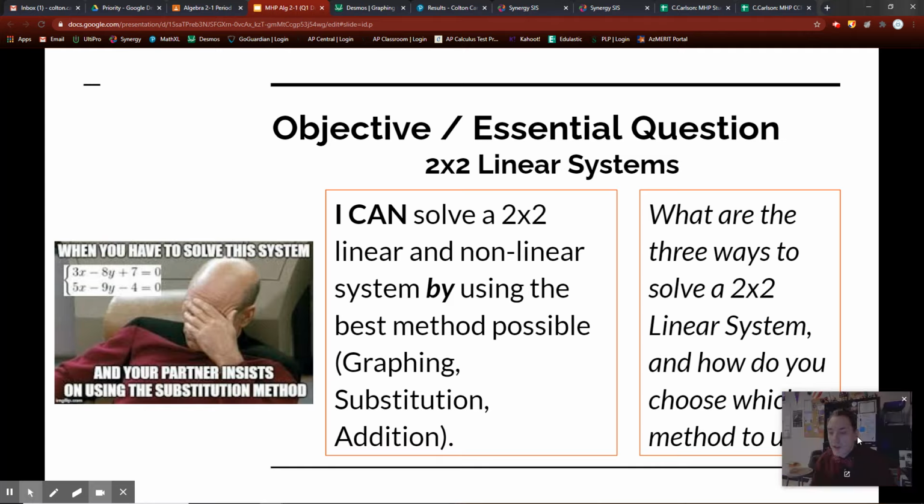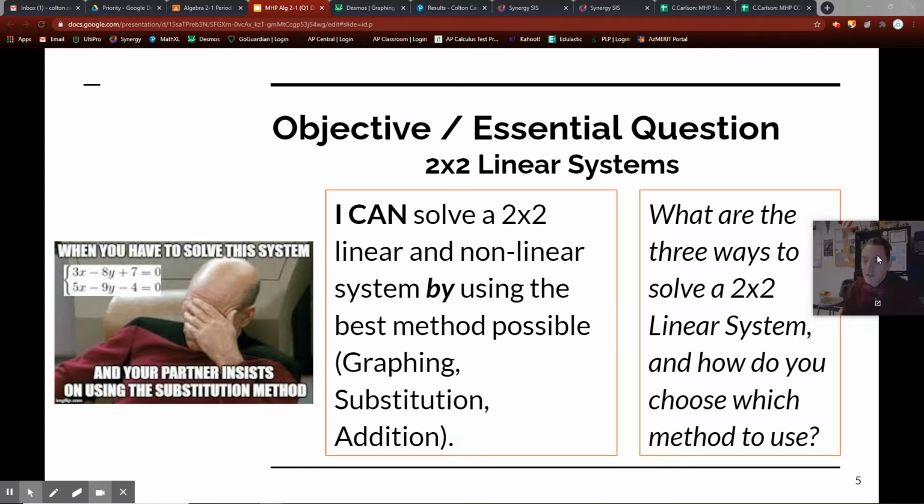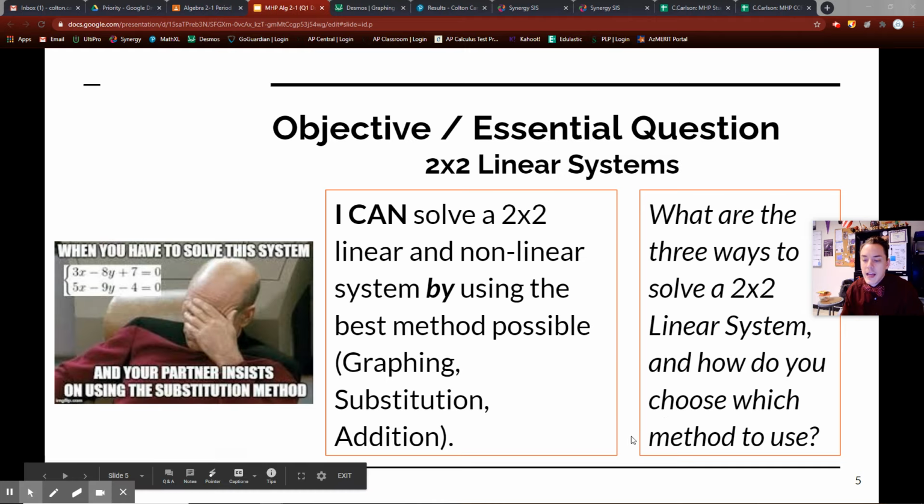Essential question: what are the three ways to solve a 2 by 2 linear system and how do you choose which method to use? Okay, that's very important. How do I choose which method to use? It depends. Okay, we're going to see what that is.